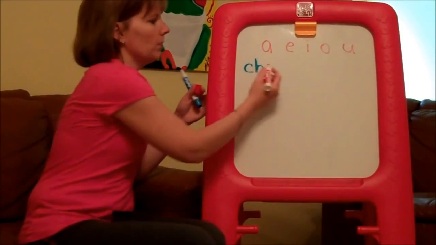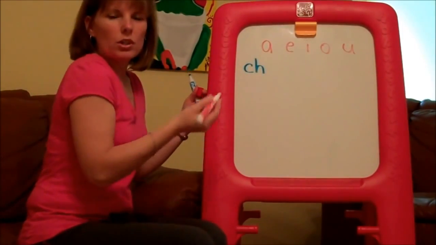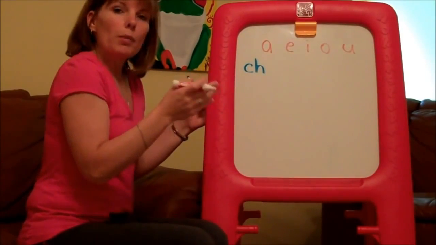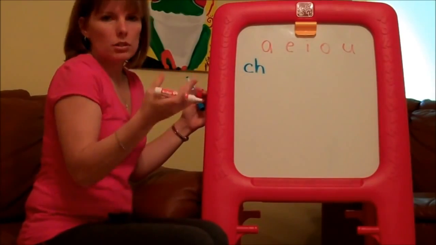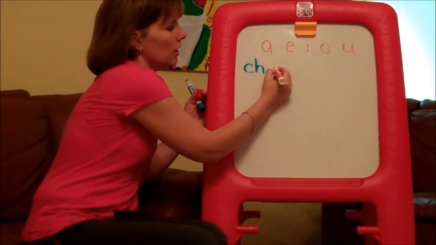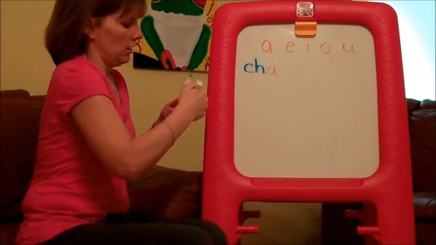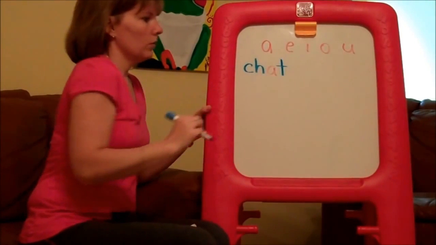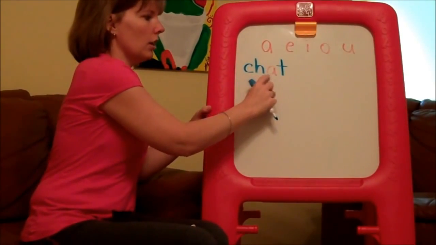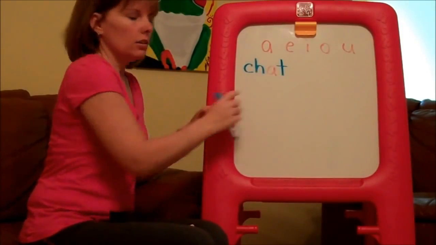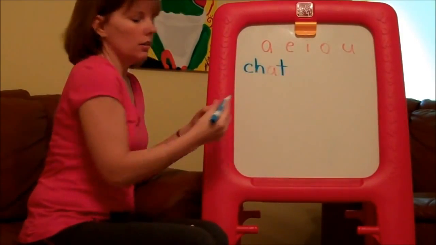Okay, I always write my words, well, not always, but when I'm teaching young children, I always write my vowels with red, just to help them to distinguish the consonants and the vowels. Okay. Ch, at, ch, at. Okay.